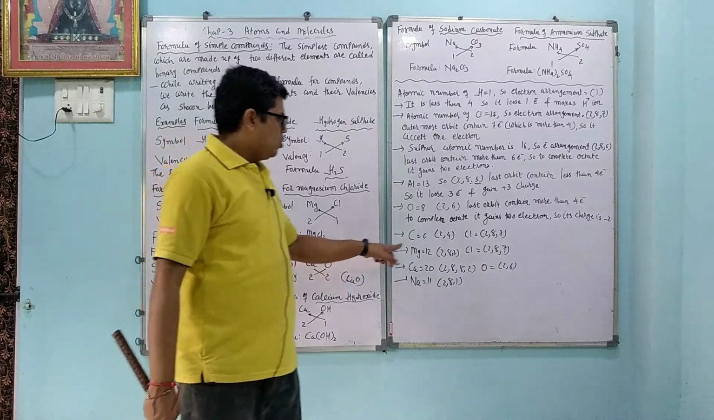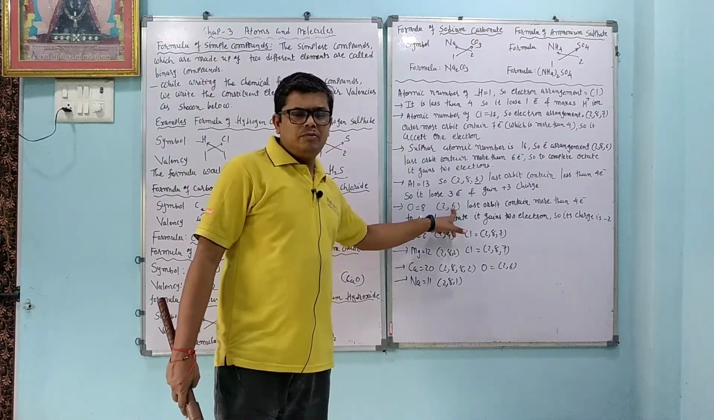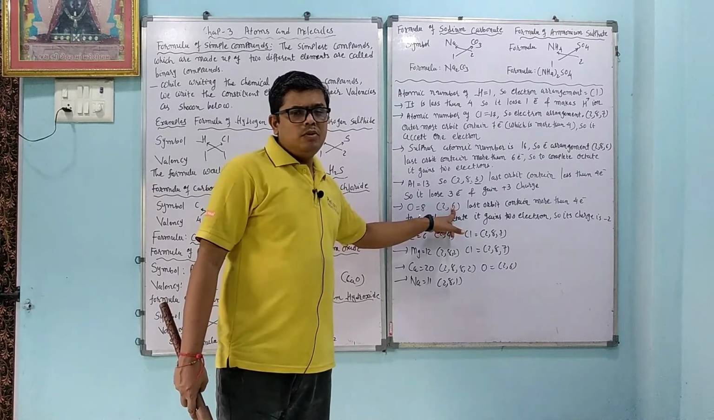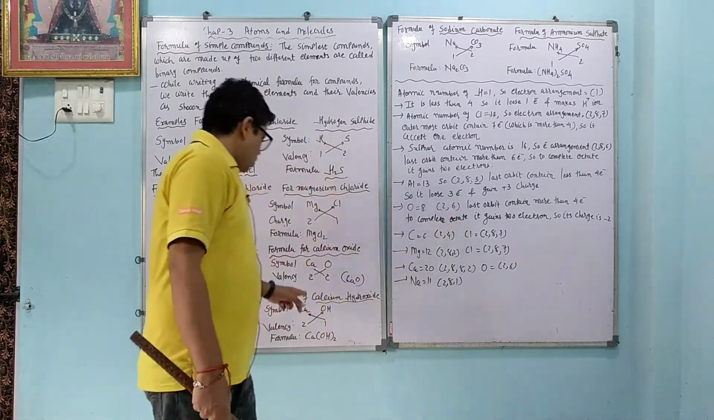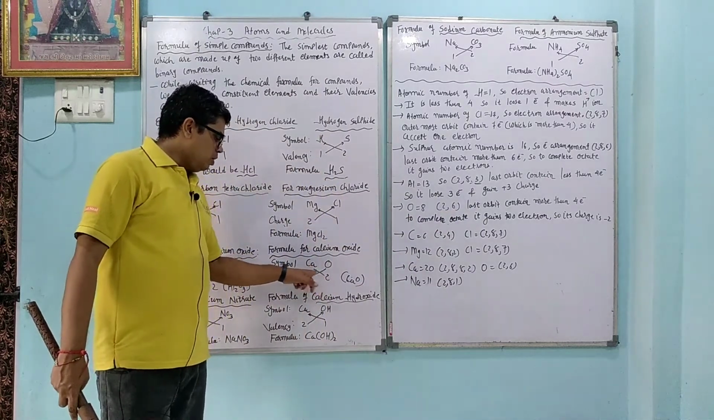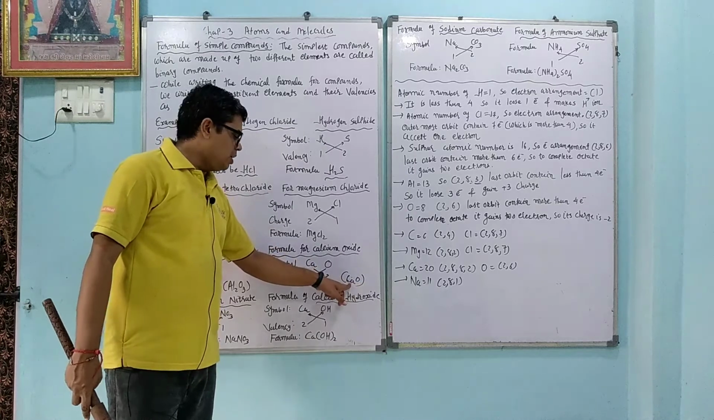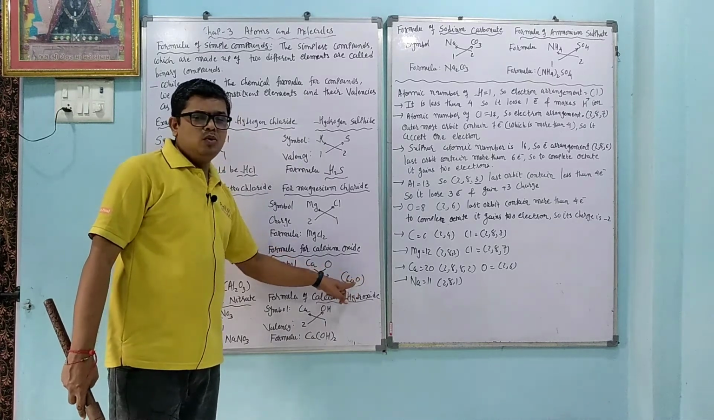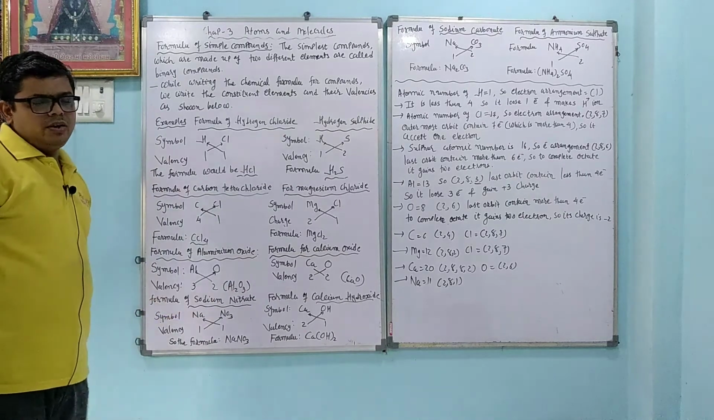Oxygen, we already know, has 6 electrons in the outermost orbit, which is more than 4. To complete the octet, it needs 2 electrons. So oxygen's valency is 2. We are doing cross multiplication. Both are the same, so we are not writing Ca2O2. Both are the same, so we simply write CaO, calcium oxide.